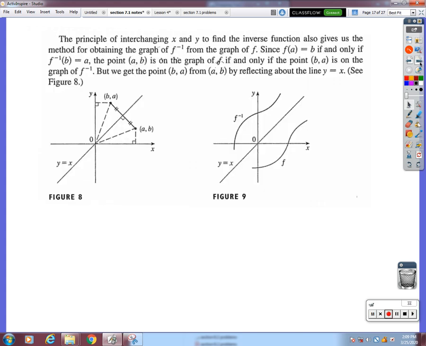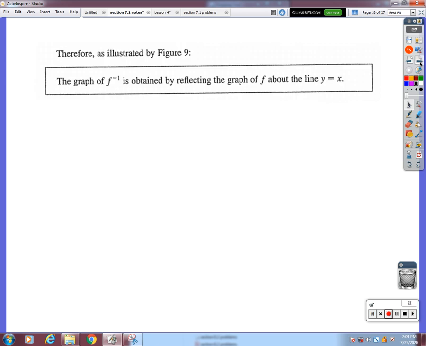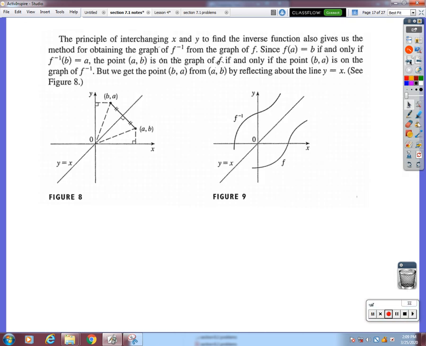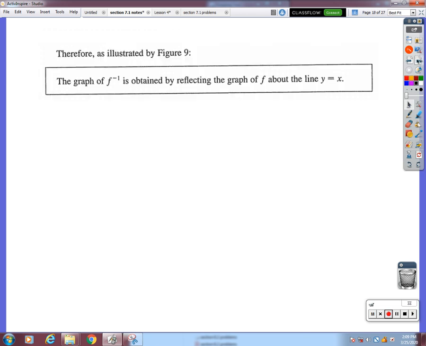Okay, one more thing that's fun about inverse functions is that graphically, since you're switching the x's and the y's, since you're taking this original point a comma b and changing it to b comma a, what that does to the graph is it essentially reflects the graph over the line y equals x. Okay, so that's how that looks visually.